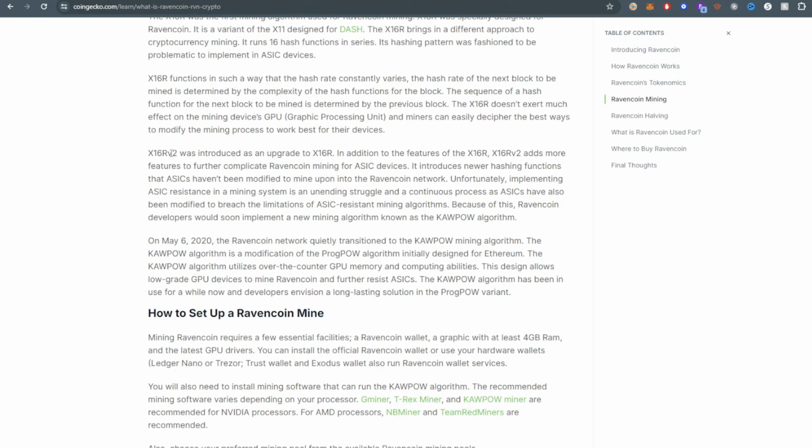So then they came out with X16RV2. It's a really original name. As they say, it adds more features to further complicate Ravencoin mining for ASIC devices. It introduces newer hashing functions that ASICs haven't been modified to mine on the Ravencoin network.